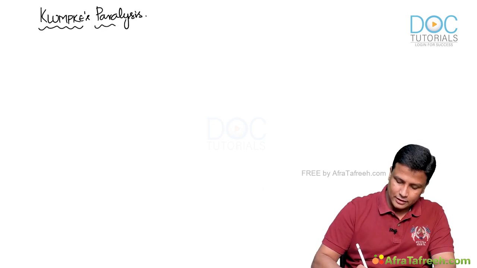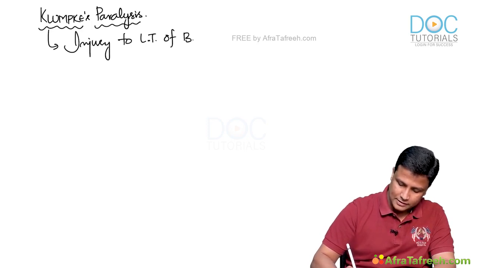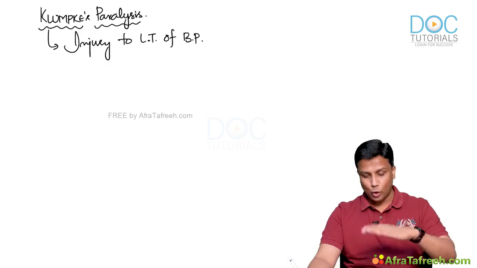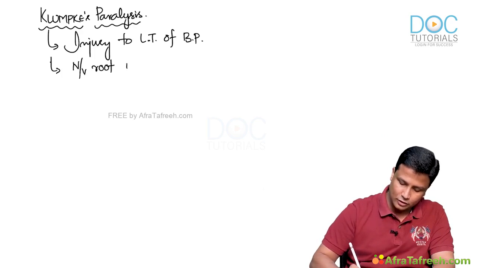First of all, write down there, what is Klumpke's paralysis? Klumpke's paralysis is injury to the lower trunk of the brachial plexus. Injury to the lower trunk of the brachial plexus, guys. Next thing is the nerve root involved. What is the nerve root involved in Klumpke's paralysis?